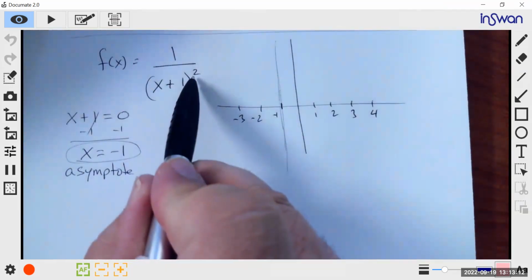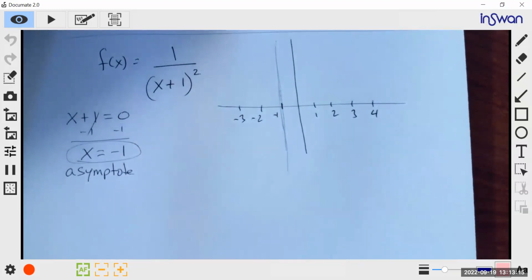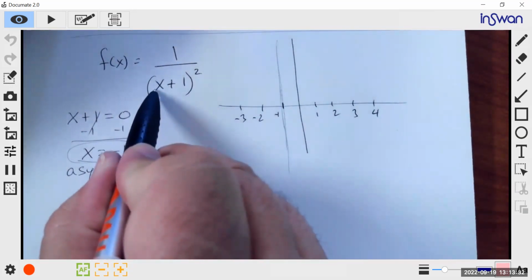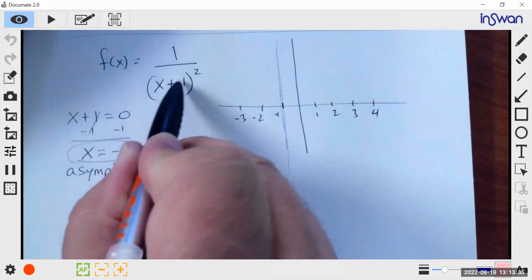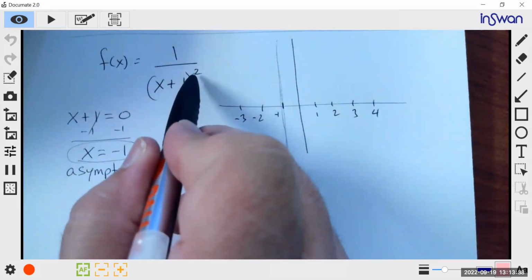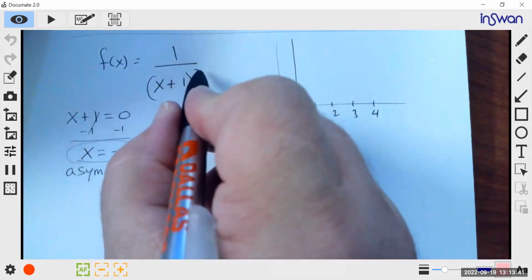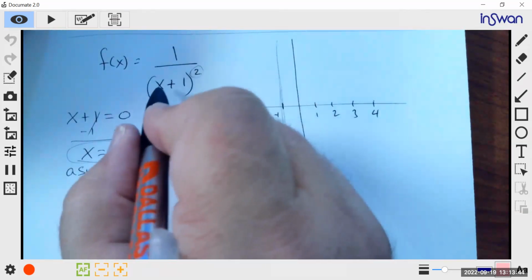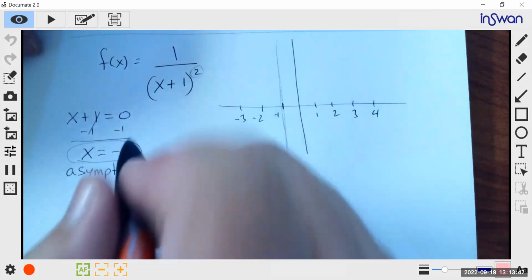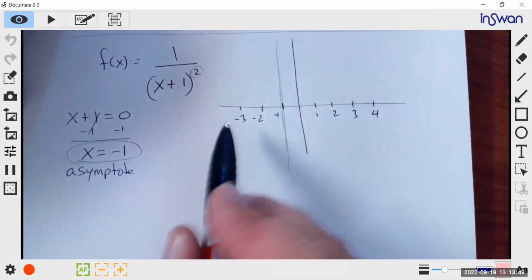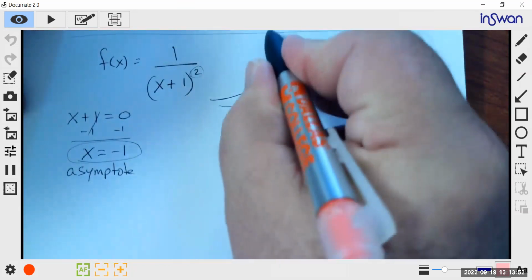Now, here's another thing. Can this answer ever be negative? Why? Because of the exponent, yes. If I put -5 as x, -5 plus 1 is -4, and I square it, it becomes +16. So if you have an even exponent, it'll make any number inside there positive. That means our answer cannot be below the x-axis. Our graph will look like this now.